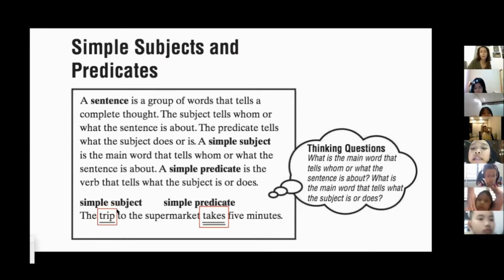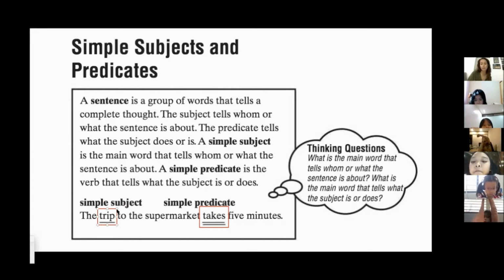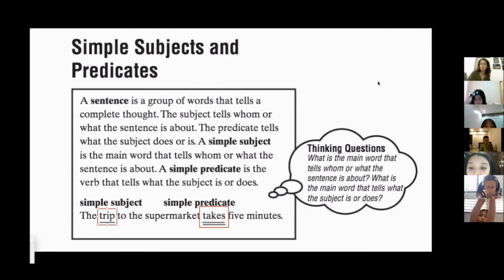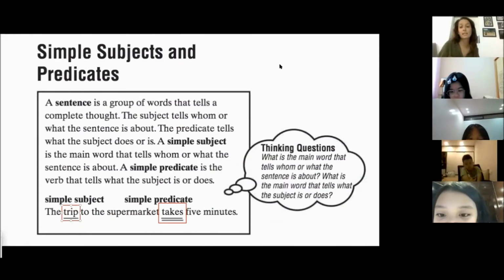So we know that our simple subject is going to be a noun, but be careful, because we can have more than one noun in a sentence, but not all of the nouns are subjects. All right, we have trip. We also have the noun supermarket, but the sentence is not about the supermarket. It's about the trip. So make sure you're thinking, who or what is the sentence about?